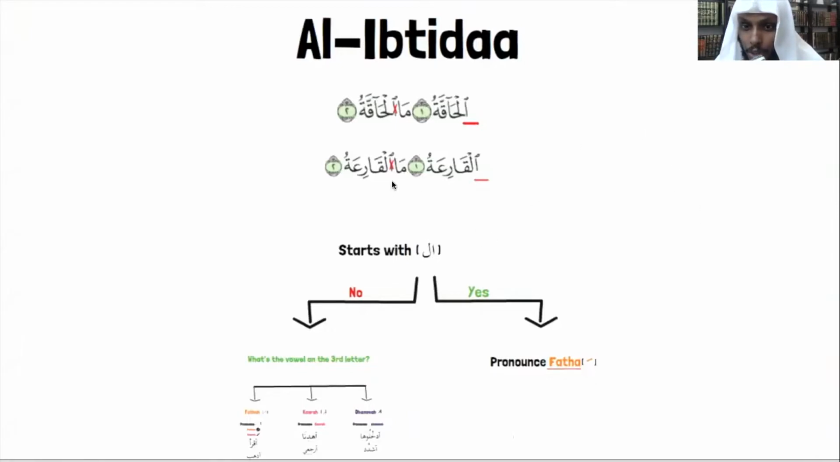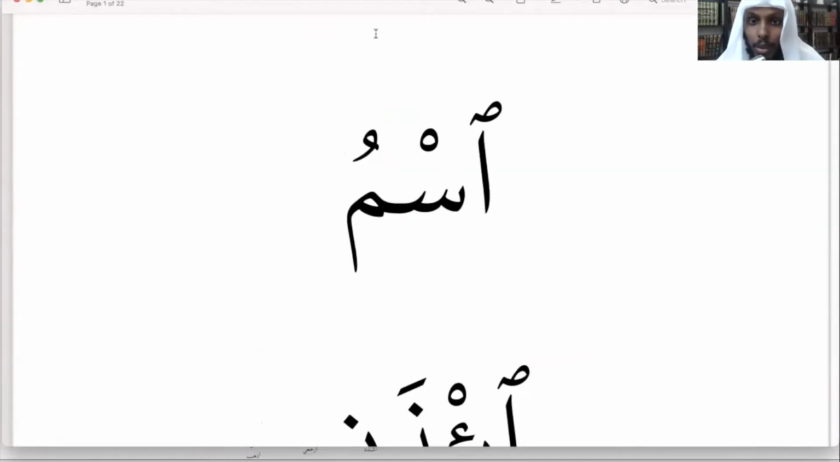We said, does it start with alif lam? Answer yes, pronounce fatha. So if this one starts with L, pronounce fatha, it is alhamdu. Alif lam. Al. The. Alhamdu. If it doesn't start with L, no, then we apply what we learned: dhamma for dhamma, kasra for kasra, and kasra for fatha, by looking at the third letter. Okay? Let's do some practice. Here we have a word. Anybody wants to have a go? How do you pronounce this?